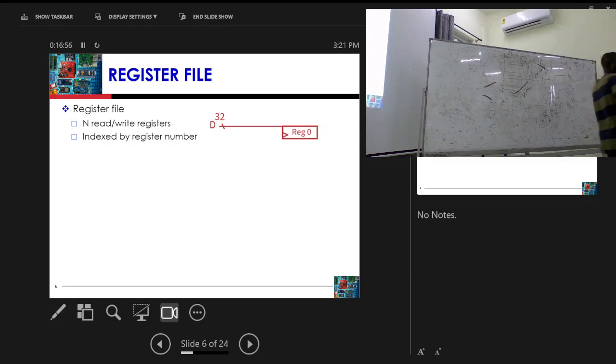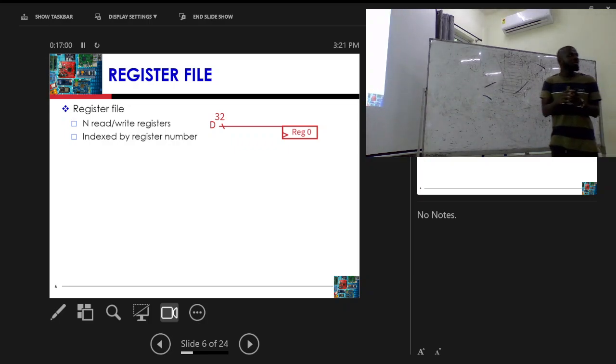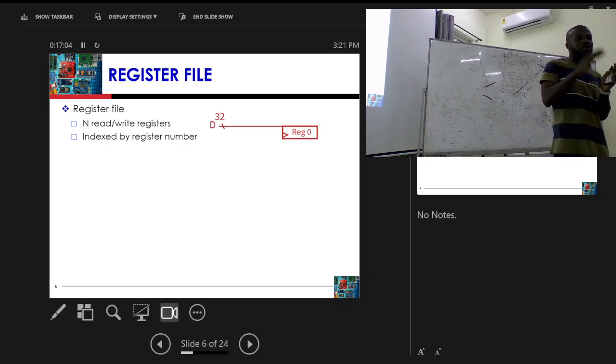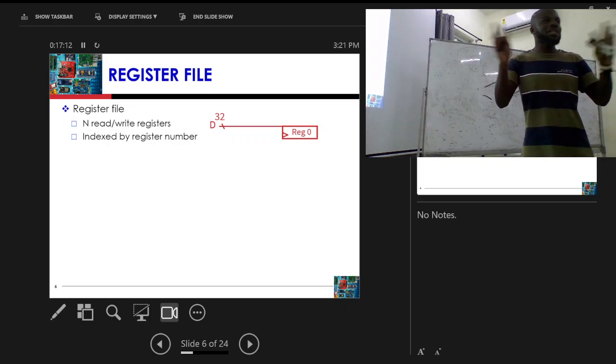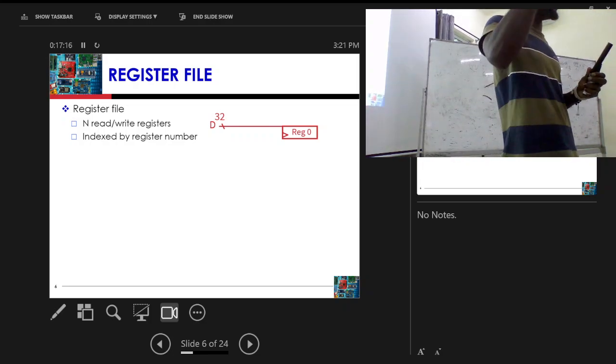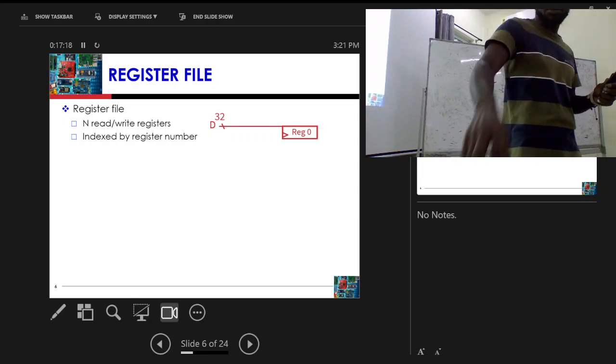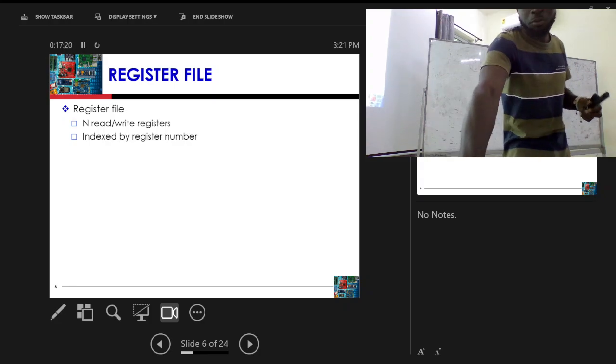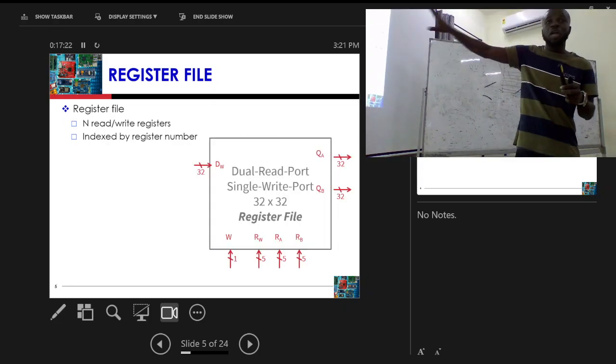Okay, so now that you have seen the input output ports, and once I give you the 32 by 32, you know the data weight, the address weight, and all of that, that would be about 5% of the marks. So once we do that, we now go to the internal architecture. What we just did was the input output ports, just input output.